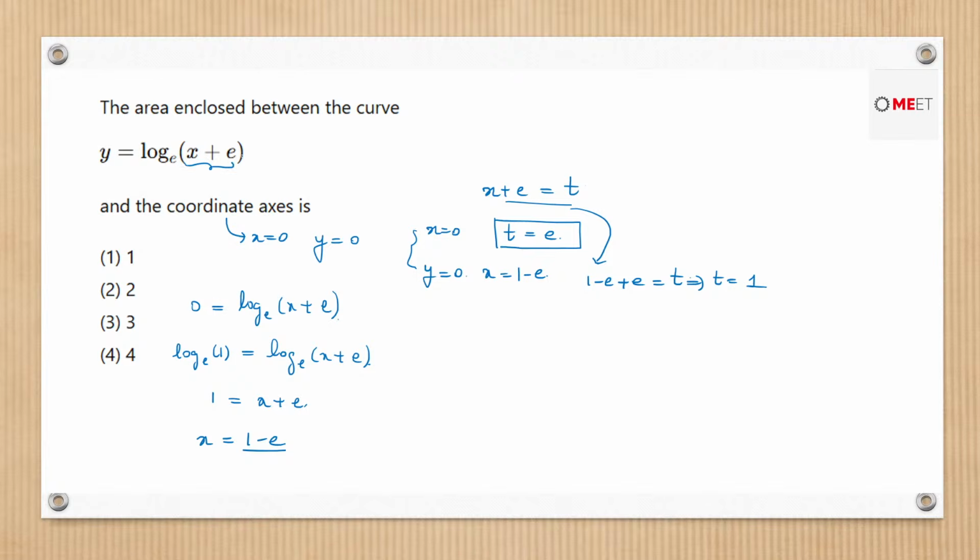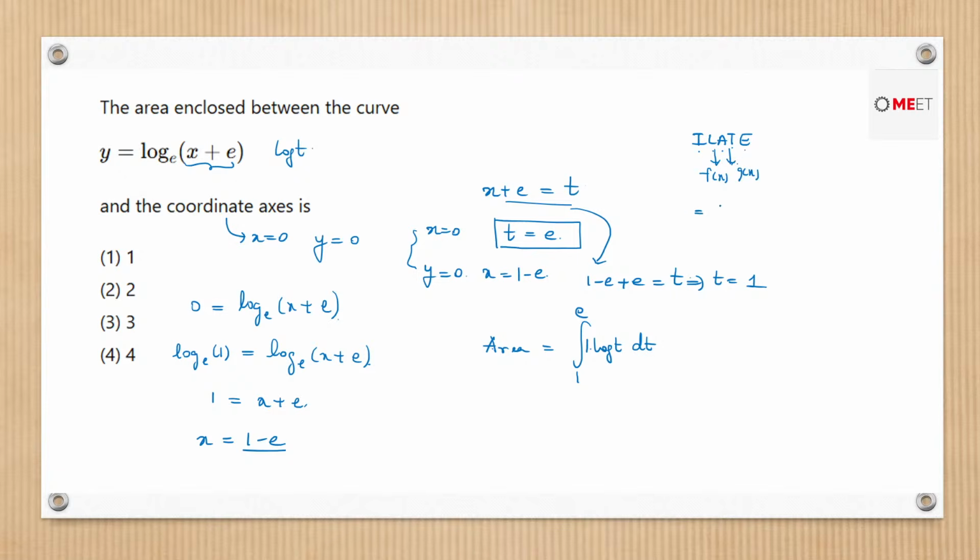So this could be expressed as log t, that is, area is equal to integral log t dt. Limits are 1 to e. So now we need to apply integration by parts. Here the Eilert rule we are required to remember, that is inverse, logarithmic, algebraic, trigonometric and exponential. So logarithmic means this would be f of x, and algebraic would be g of x.